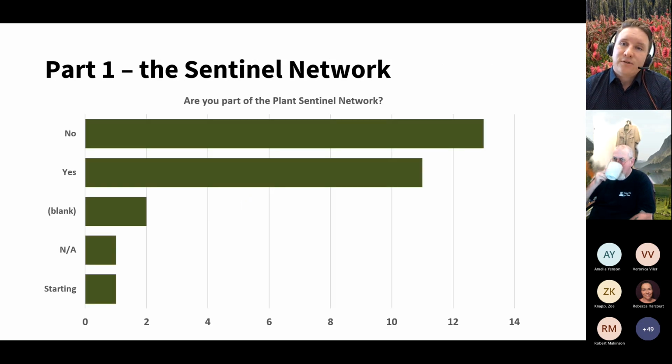And we also asked if institutions are part of the Plant Sentinel Network. So for those of you who may not be aware, the network's a global initiative where member institutions provide information about incursions of pathogens and pests as kind of an early warning system to recognise new risks. And just under half of the respondents indicated that they're part of the network. So there's some work to do to get more facilities involved in that, especially when it comes to myrtle rust.